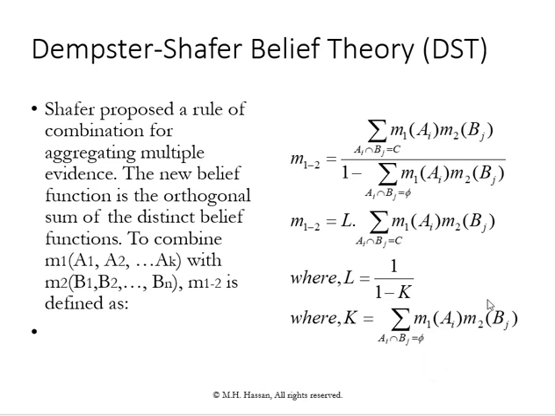So this is 1 over 1 minus this value, which is k. So L will be 1 over 1 minus k, where k will be equal to the sum of m1(Ai) m2(Bj) where the intersection of Ai and Bj is equal to phi.